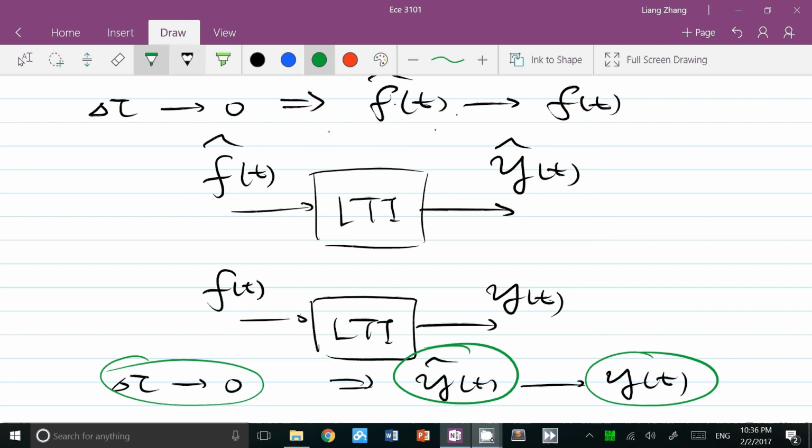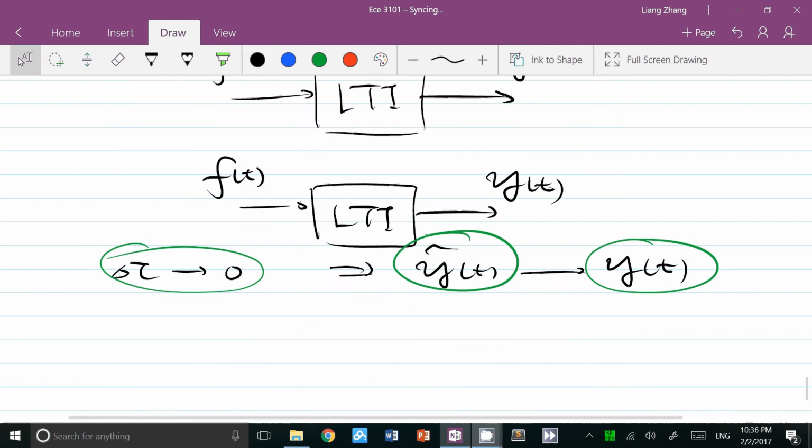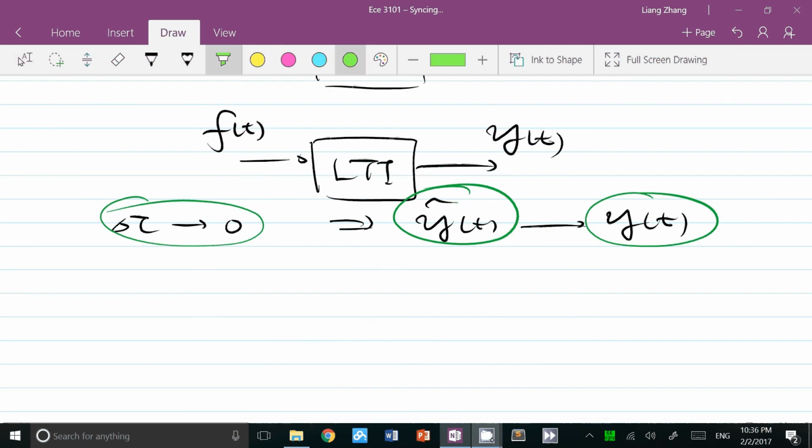And let's see how this can actually be calculated. We're going to use two properties of the system. One is called linearity, the L, and the other is called time invariance, the TI. We're going to use both of them in the derivation to figure out this y of t. Okay. And we'll discuss it in the next part of the video.